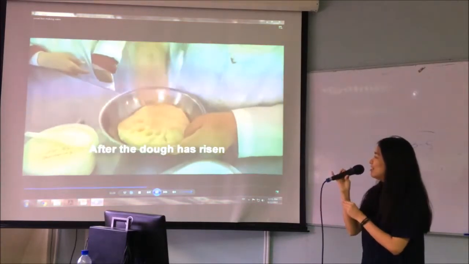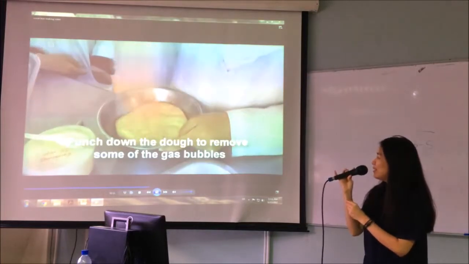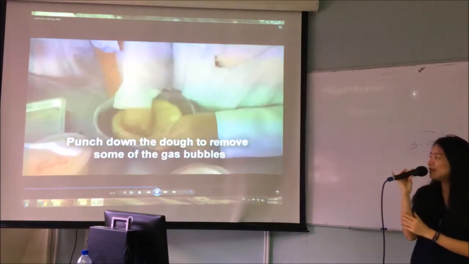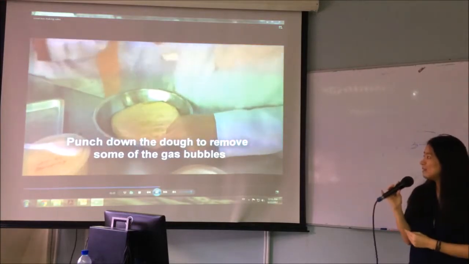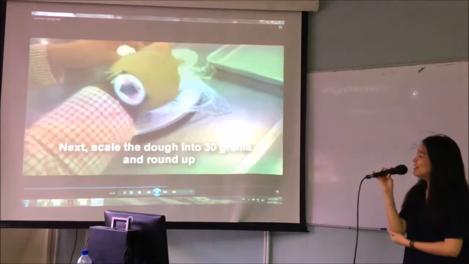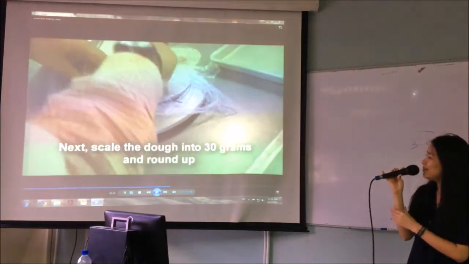After that, if the dough has risen, punch down the dough to remove some of the gas bubbles produced from the yeast. And then scale the dough into 30 grams and round it up.